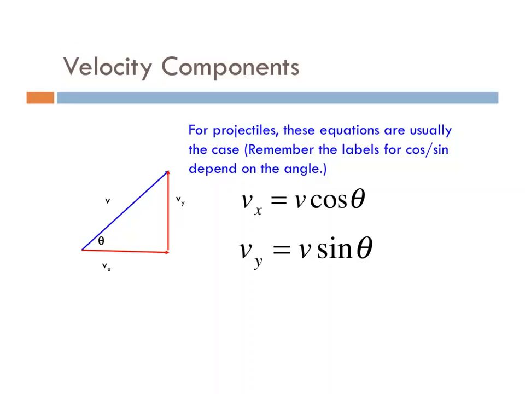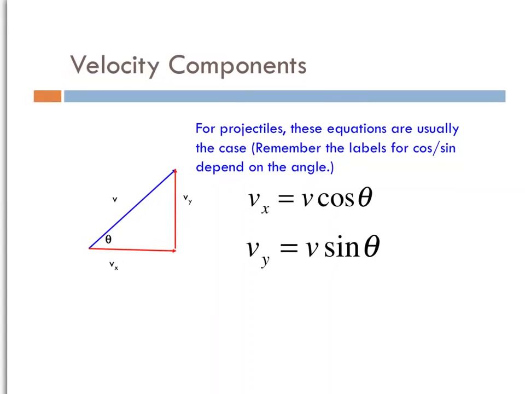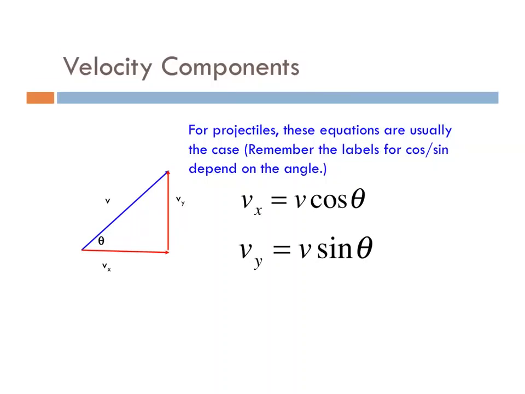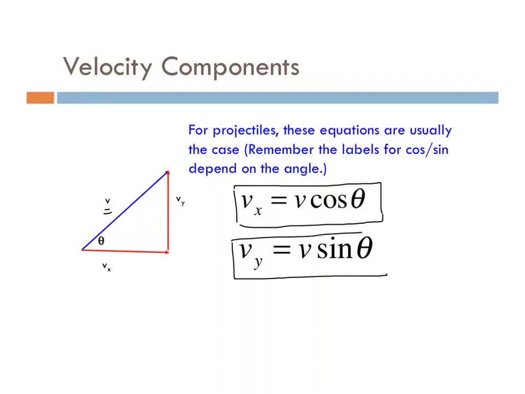So if I have a vector v, which is what I have here, this is the hypotenuse of our triangle, then if I wanted to solve for the horizontal and vertical components, I would use Vx is equal to V cosine of theta, and Vy is equal to V sine of theta. Remember that your calculator needs to be in degrees for these problems.